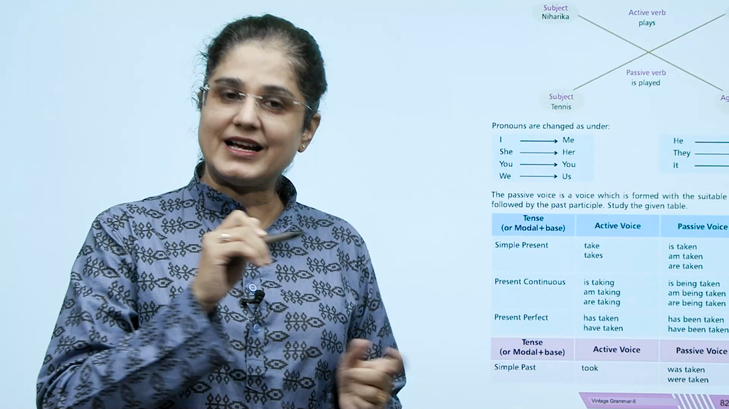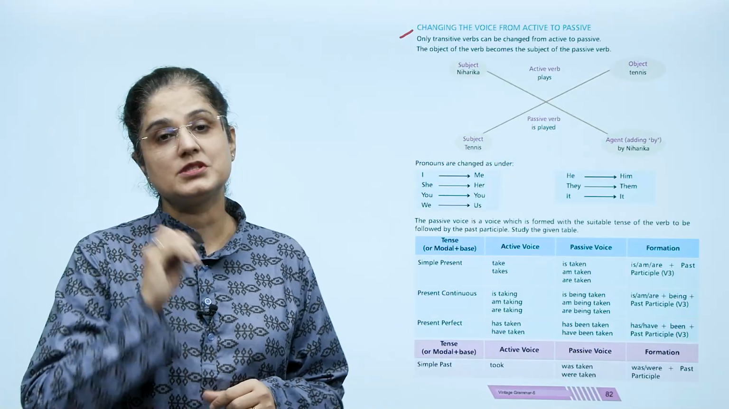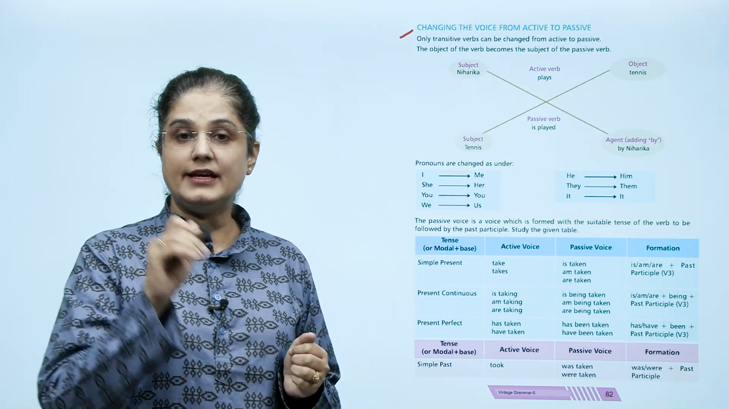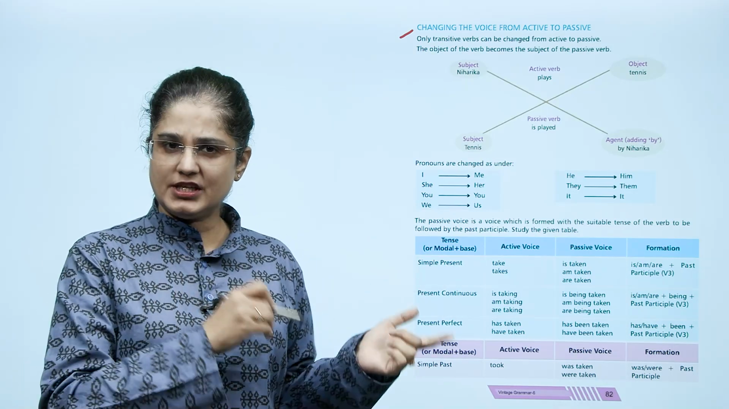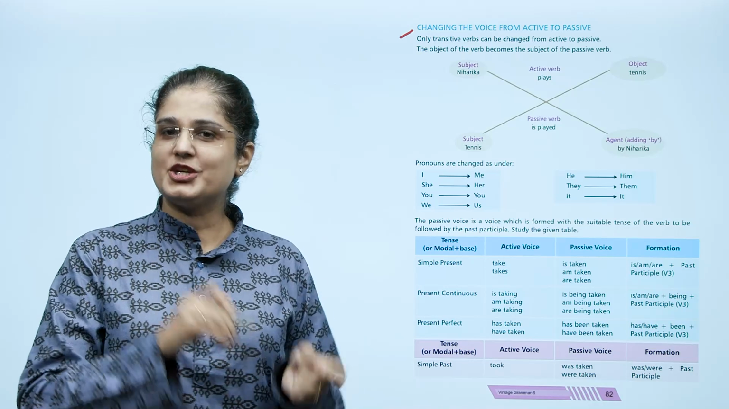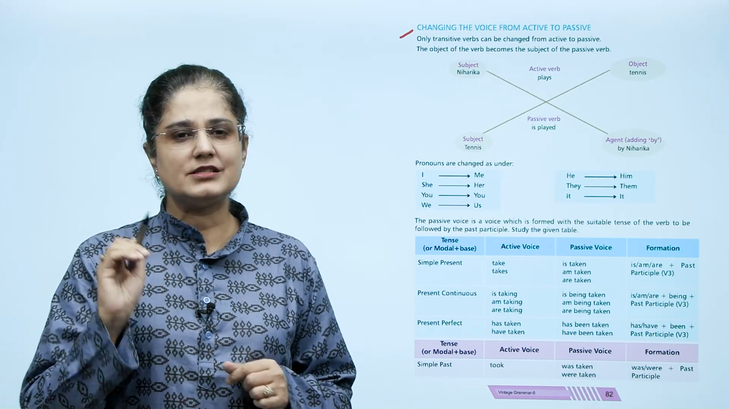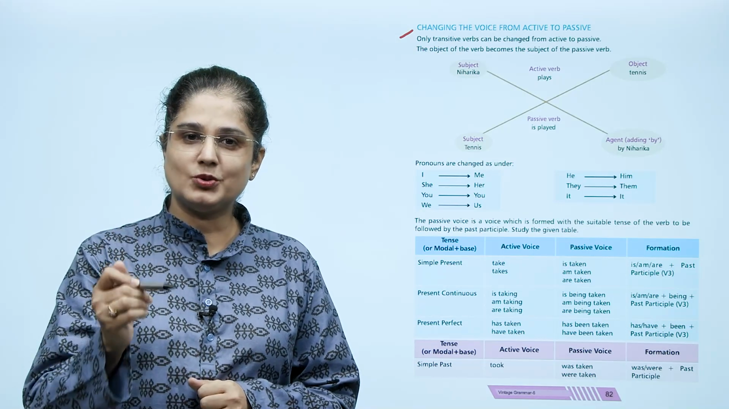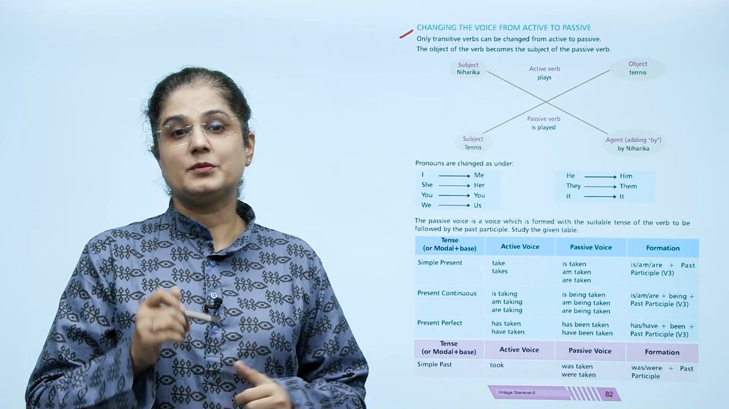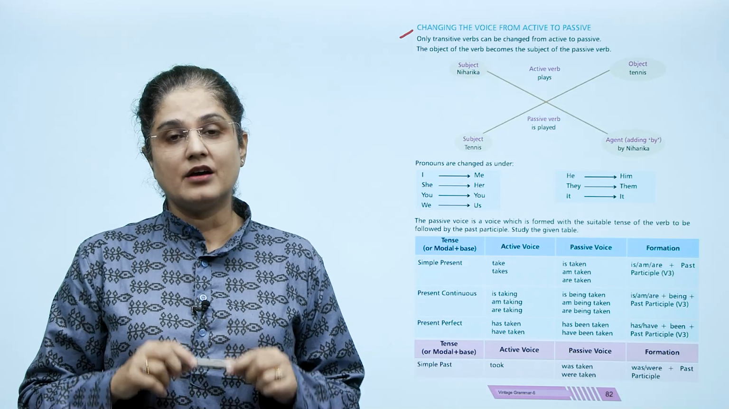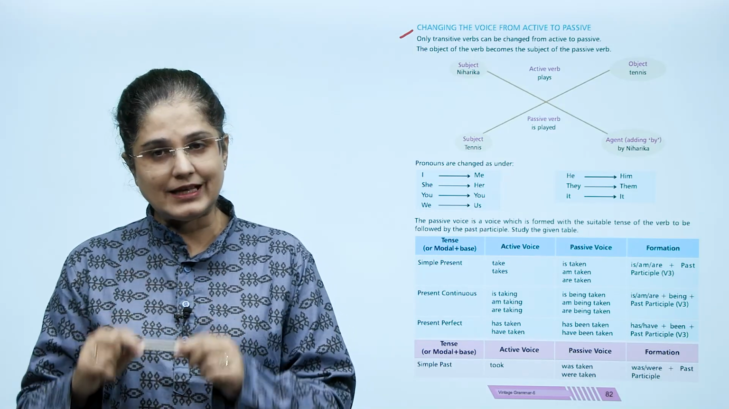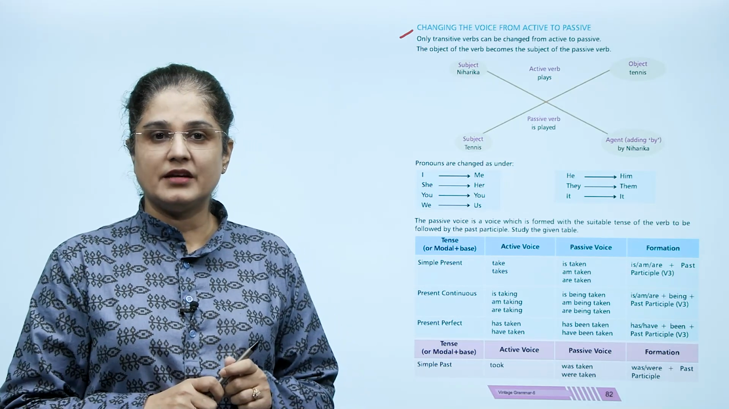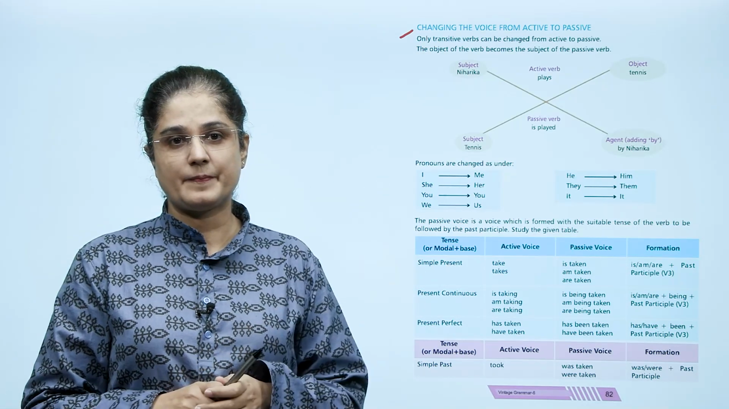Now when we change active into passive, pronouns are also changed, like I changes to me, he changes to him, she changes to her, they changes to them, you remains you, it also remains it, but we changes to us. Now the passive voice is a voice which is formed with the suitable tense of the verb to be followed by the past participle. We can see that in this given table.